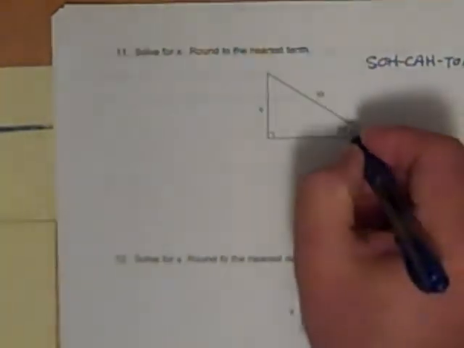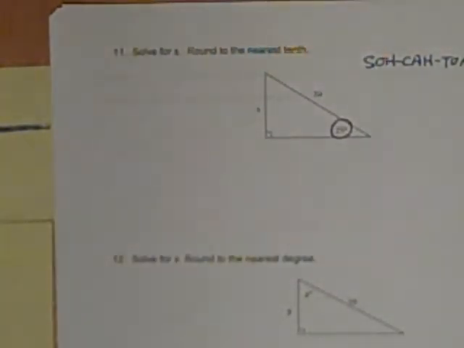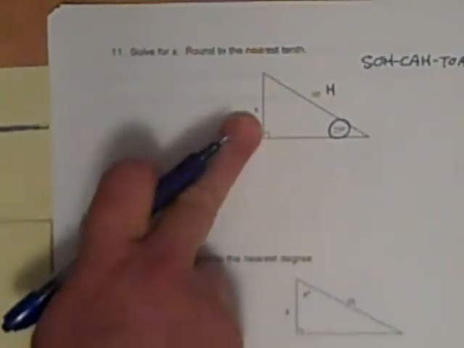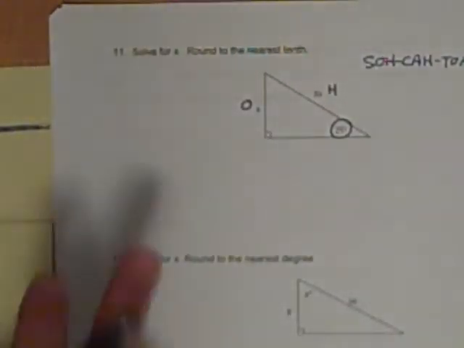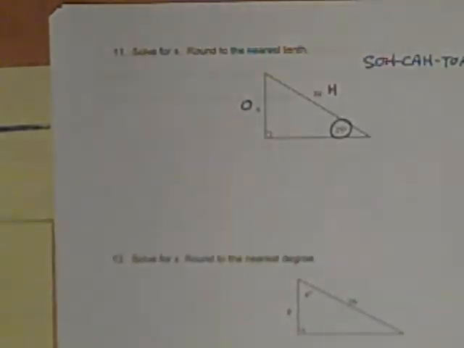So the first step, circle the angle we're given. Label the sides with opposite, adjacent, or hypotenuse. I always label the hypotenuse first. And then the x is on the other side, so that's going to be O. So we've got O and H, we're going to use the sine.